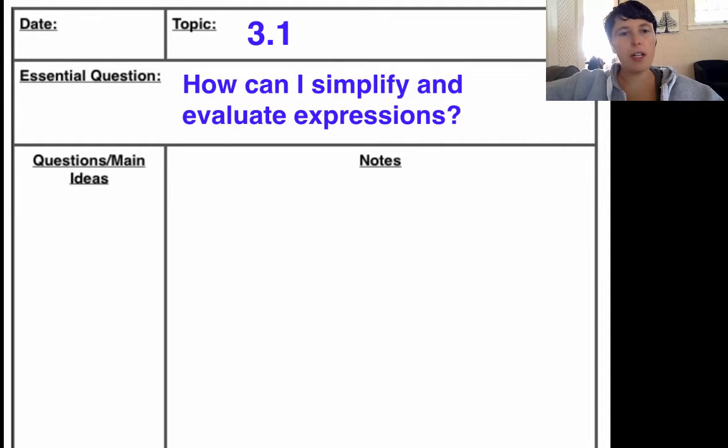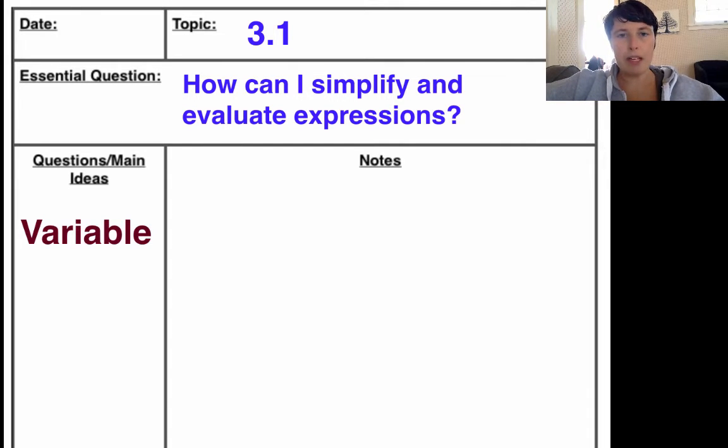Here is our essential question for the day. How can I simplify and evaluate expressions? So we're going to work on two things, simplifying and evaluating. And this might be a little bit introductory, meaning we're just starting it. But it all comes down to understanding what a variable is.